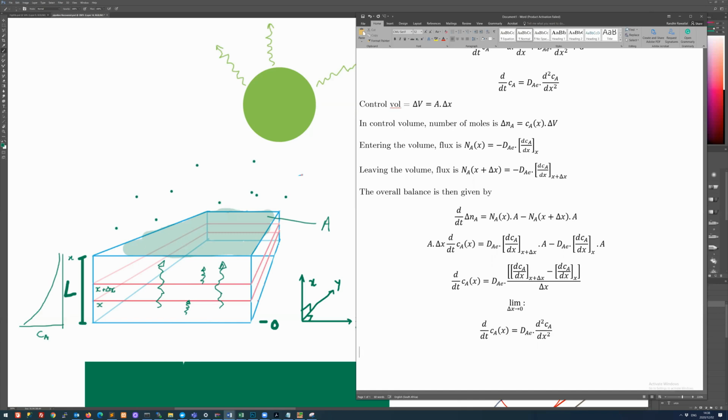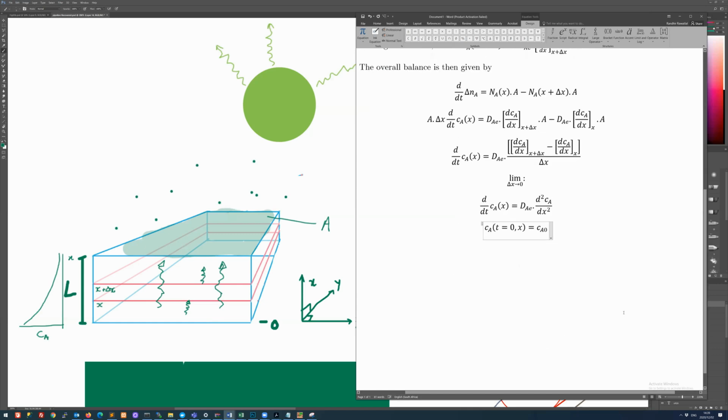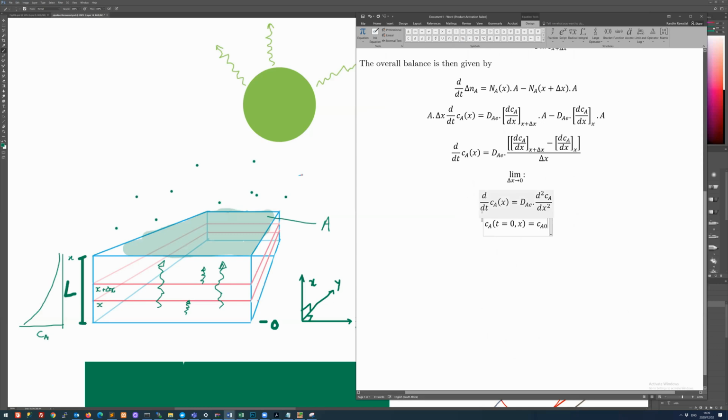We can say CA initially. So we say that as t equals 0, and then we can say for any x position. And in fact, you can also say in y and z also if you want. So I'm just going to write it like that, and then that's equal to the initial concentration. So the initial condition is that the slab was the same everywhere. So that's one condition that takes care of the time part of this.